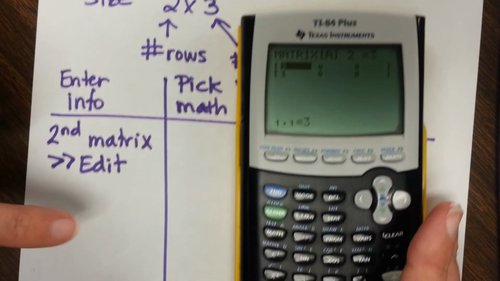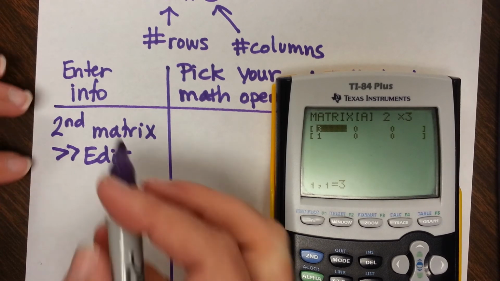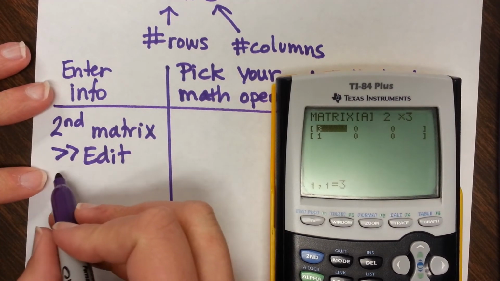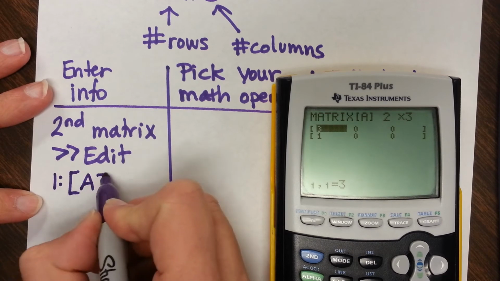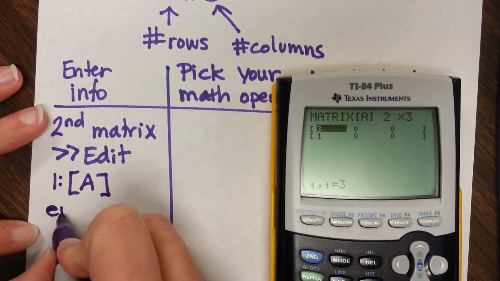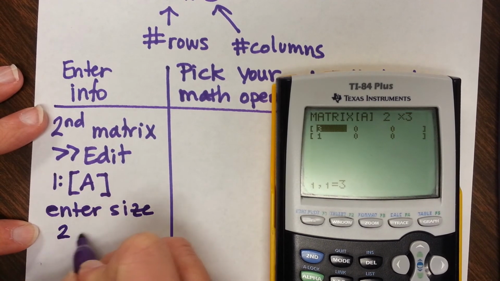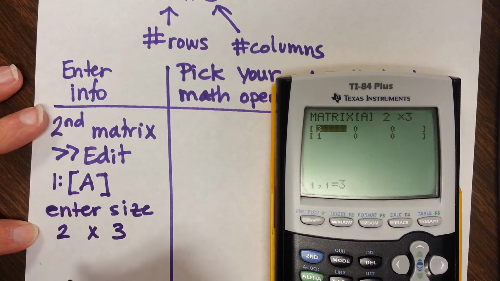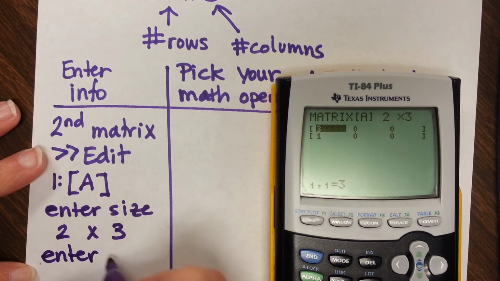Now, for a second, I'm going to take a moment and update my notes. So here we go. I went to second matrix. I went over to edit. I chose option number 1, which was the A matrix. Then I'm going to enter my size, which for us was a 2 by 3. Next, all I'm going to do is enter my information.